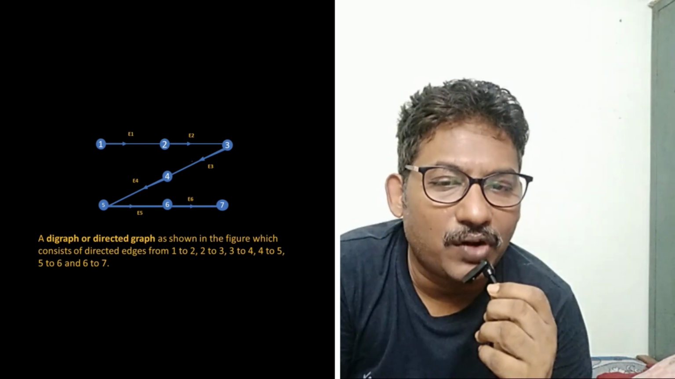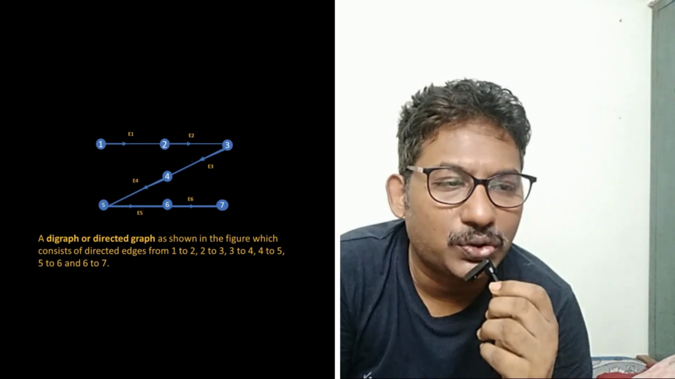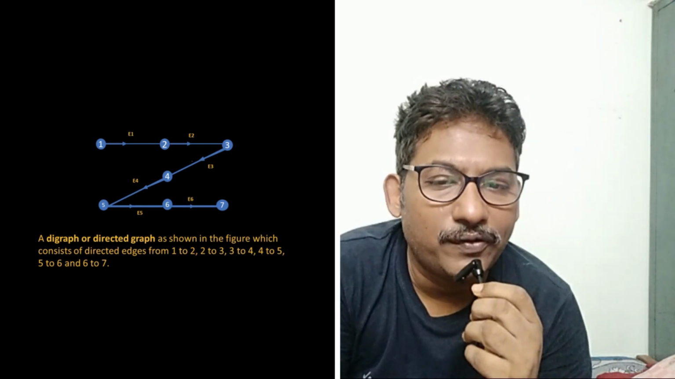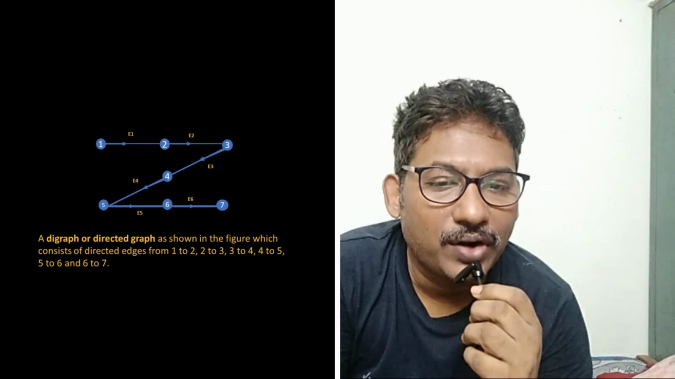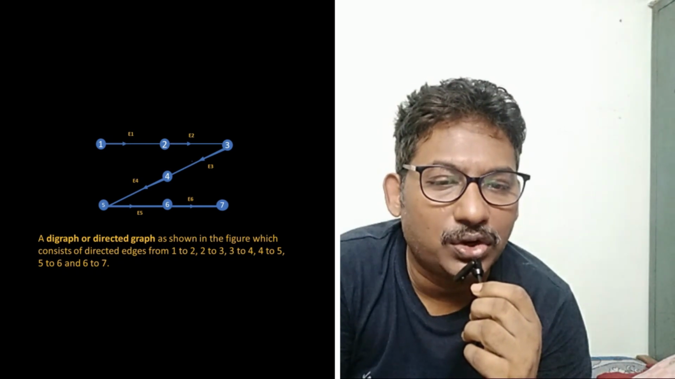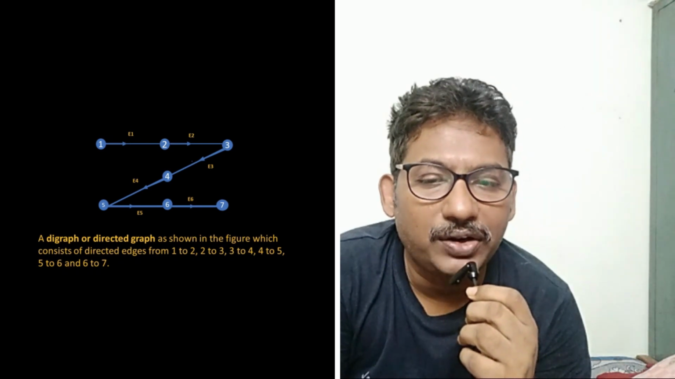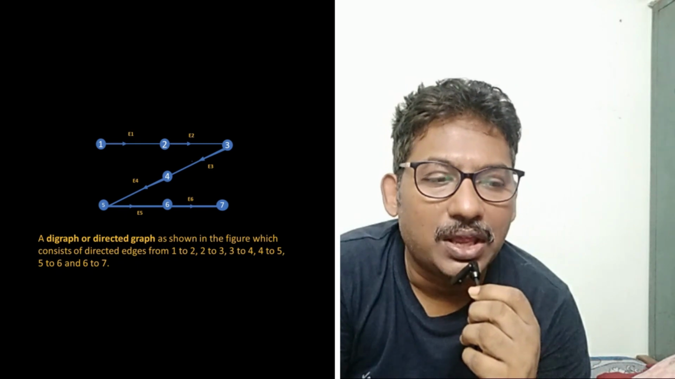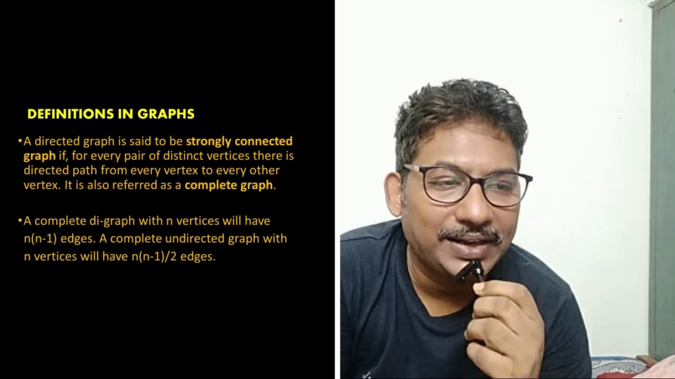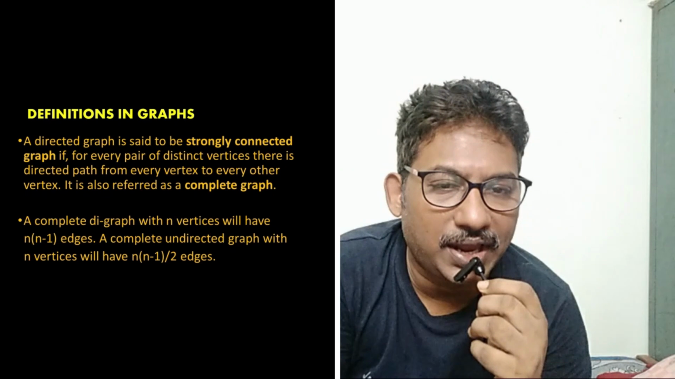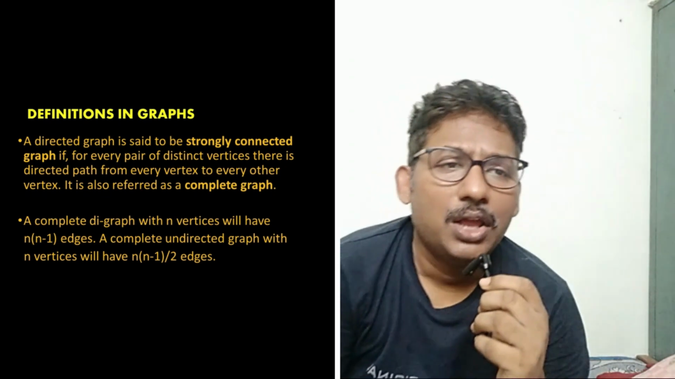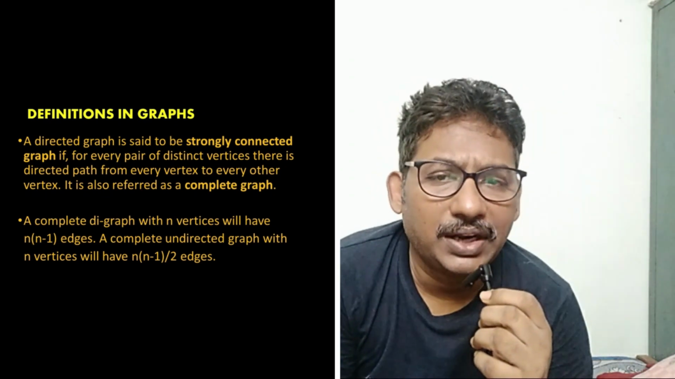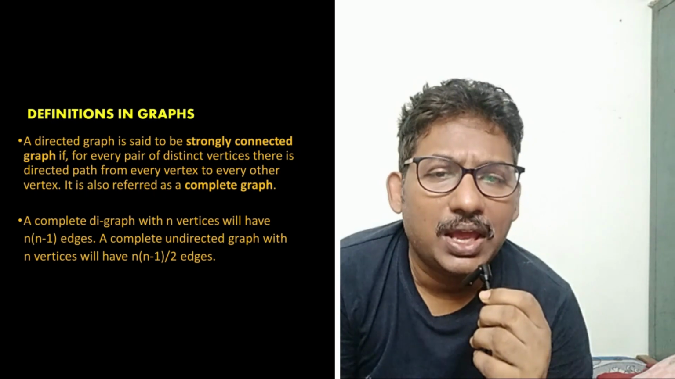A digraph or directed graph, as shown in the figure, consists of directed edges from 1 to 2, 2 to 3, 3 to 4, 4 to 5, 5 to 6 and 6 to 7. So these all are the directed graph or the edges of the directed graph. So this is about the directed graph. Then definitions of a graph.